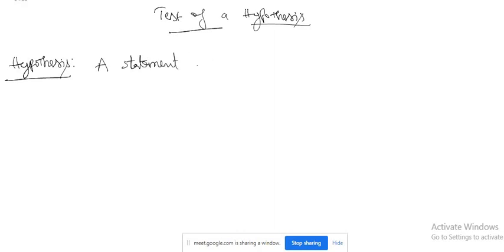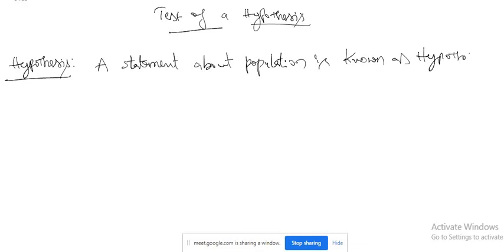A statement about population. A statement about population is known as hypothesis.